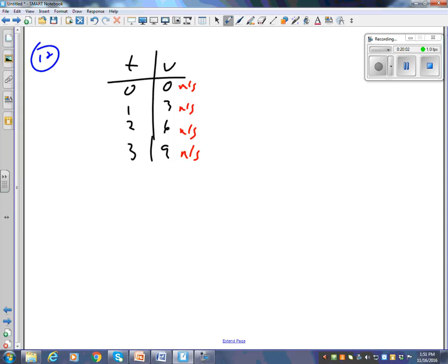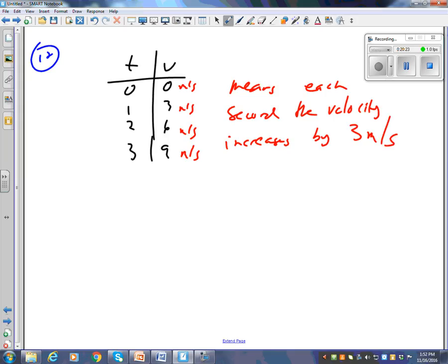So then I move on to the explanation part, right? And I'm looking for something like, it means each second the velocity increases by 3 meters per second. Again, the units are important. If you write it increases by 3 meters per second squared, it doesn't make sense. More evidence that you don't quite get it.